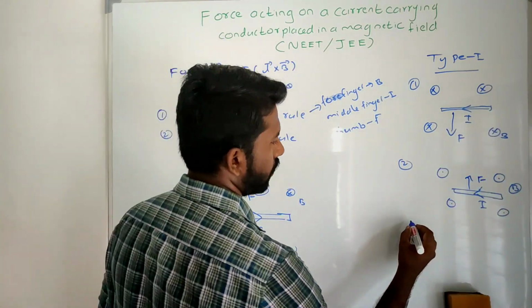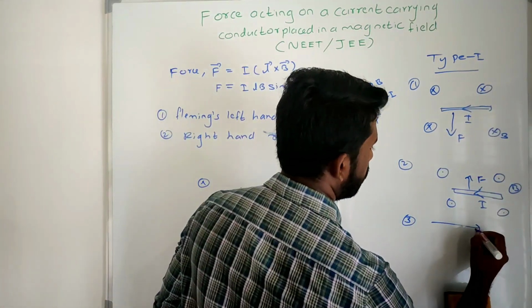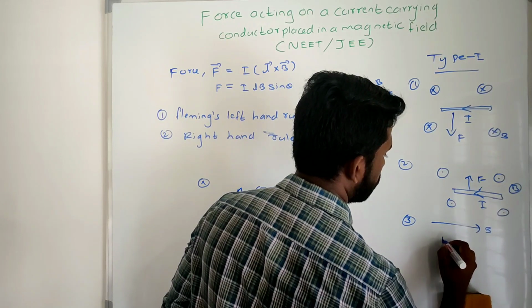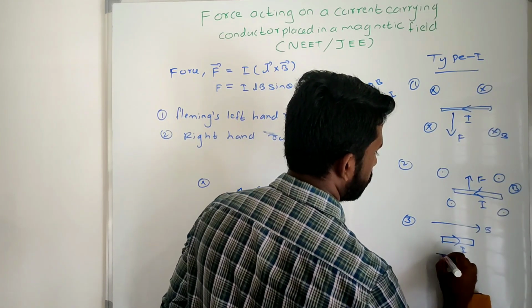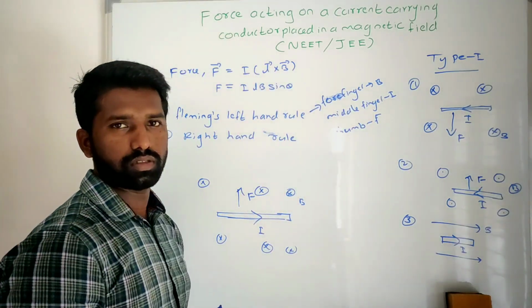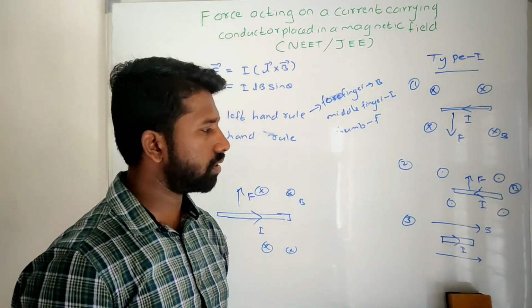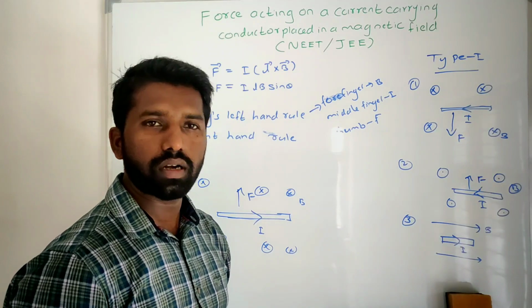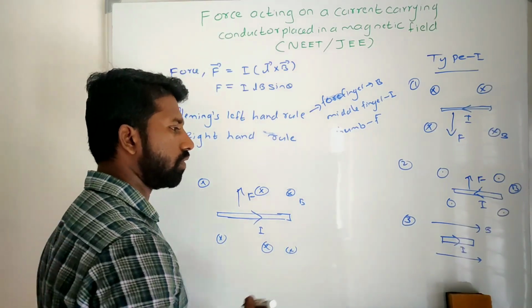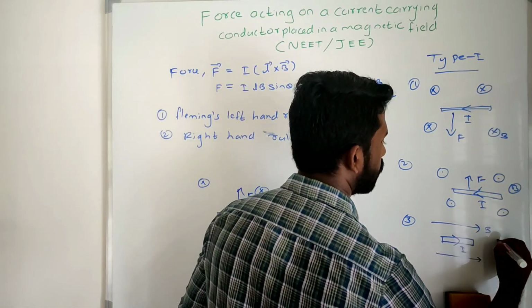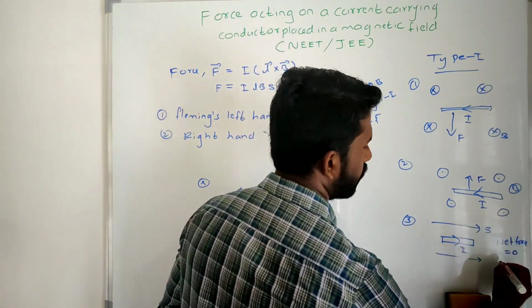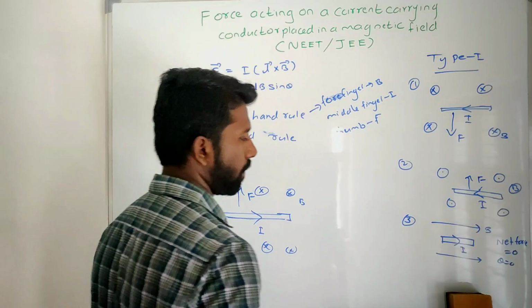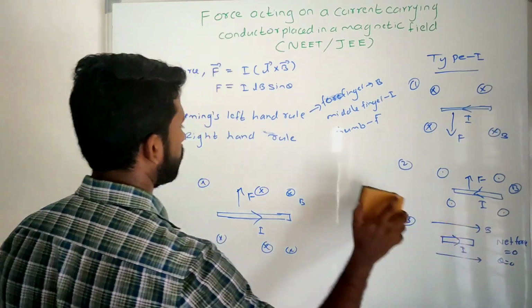Then next, the third case. If the magnetic field is like this, what about the force acting on it? Here, the magnetic field and current are in the same direction. So the net force here is 0, because theta equals 0. Clear? Okay, then next case.